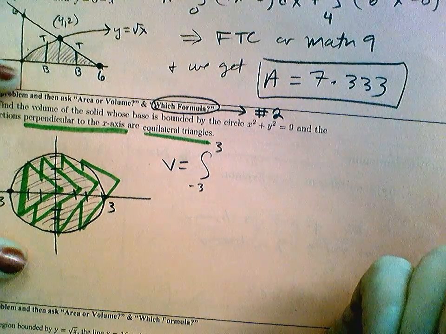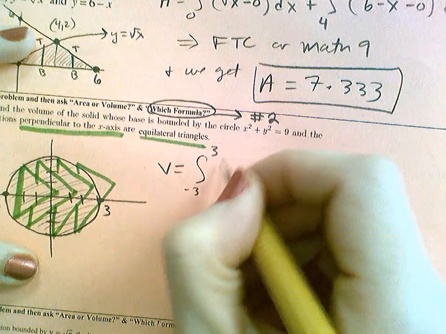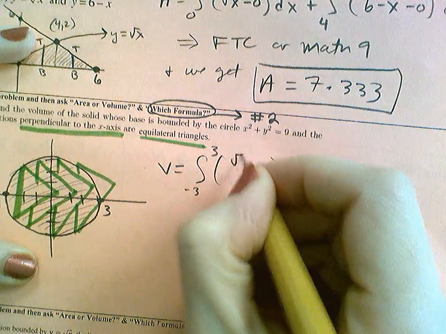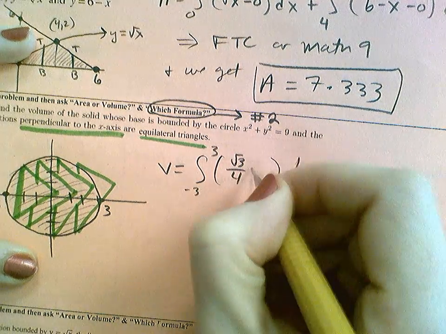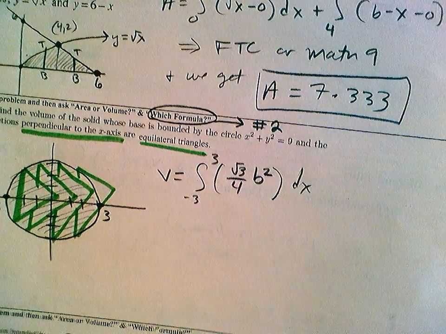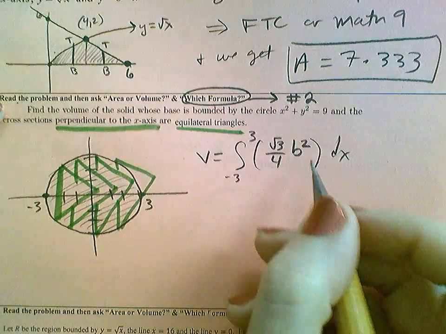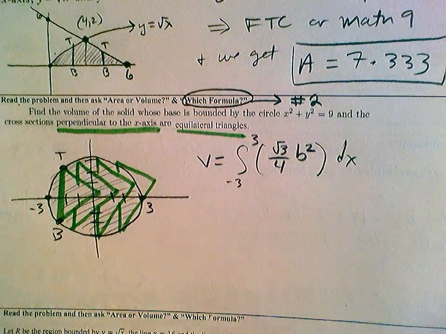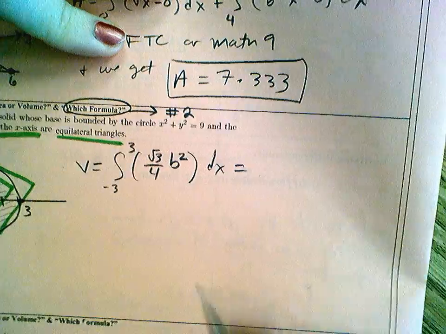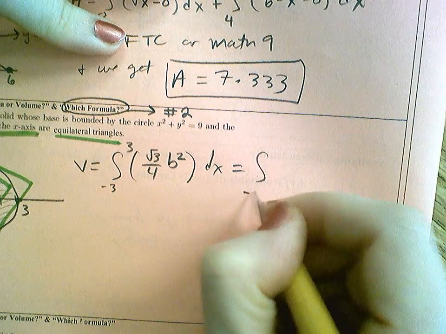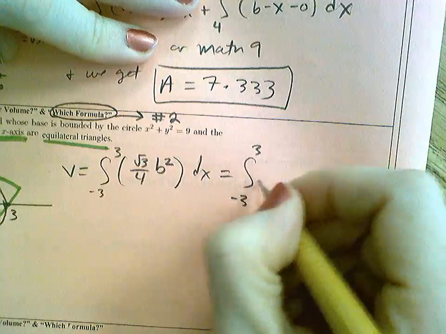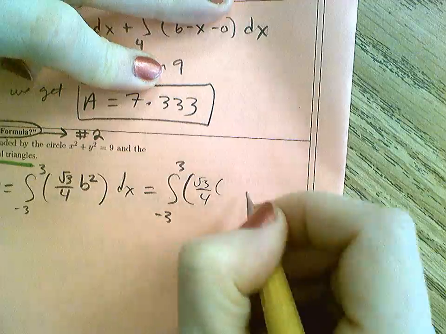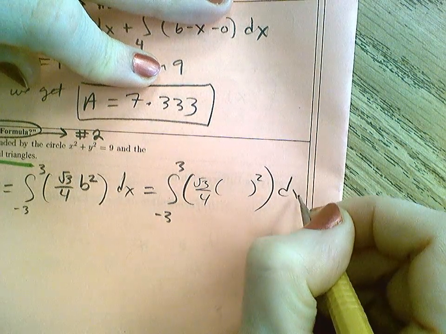Inside here, we need to know the area formula for equilateral triangles, and it's square root of 3 over 4 base squared. The way that we find the base is by doing top minus bottom. It's not necessary to write all of this; let's write it for our notes, but when you're doing the problem yourself. So radical 3 over 4 blank squared dx.